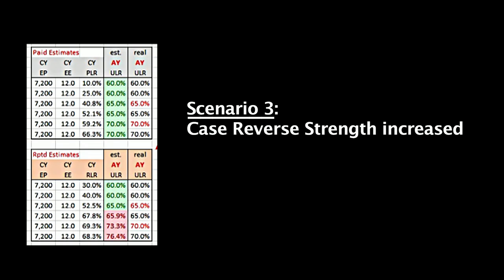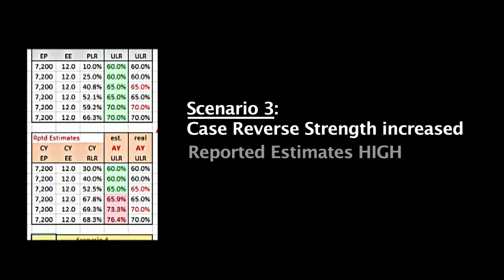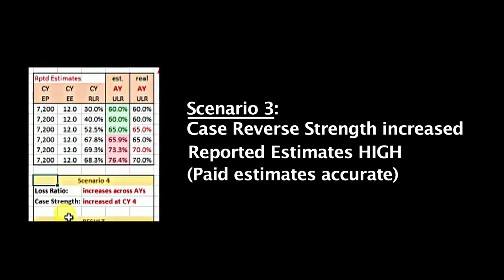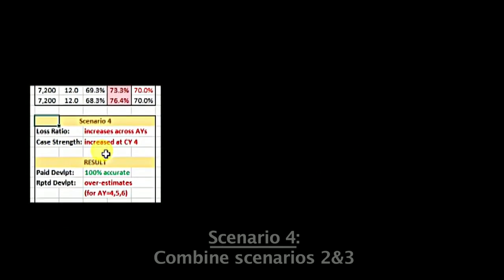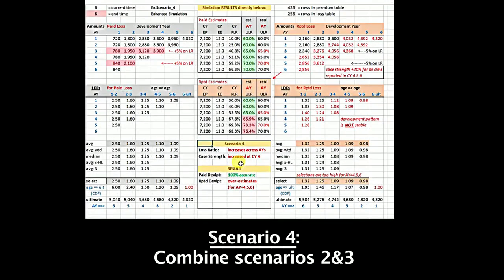In scenario 3, we increased the case outstanding strength by 20%, and that caused our reported development estimates to be too high. In scenario 4, where we are now, we make both changes at the same time. So, what do you think is going to happen? Just pause the video if you want a little time to think about it first.